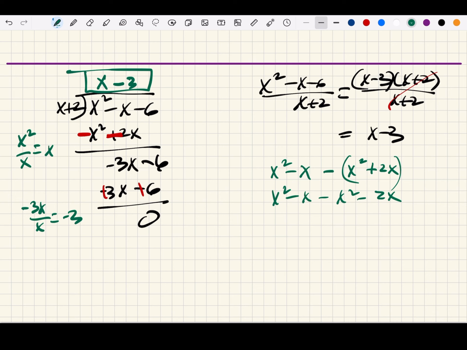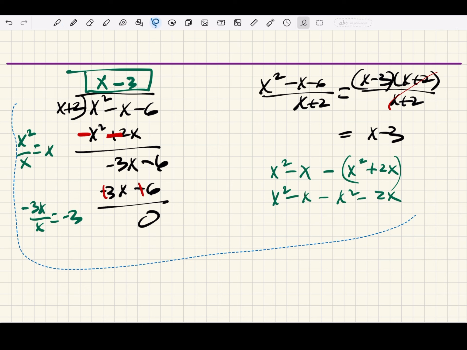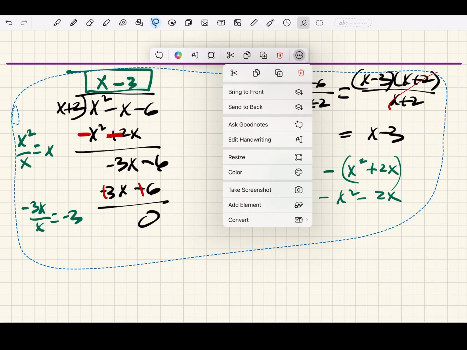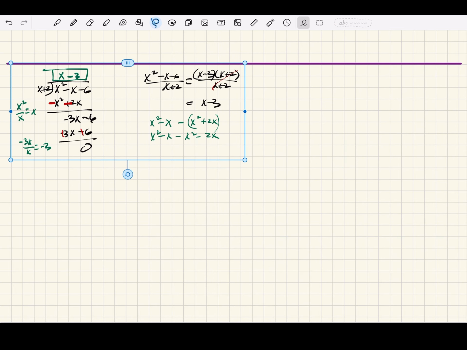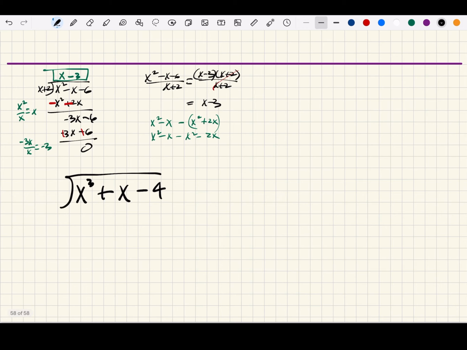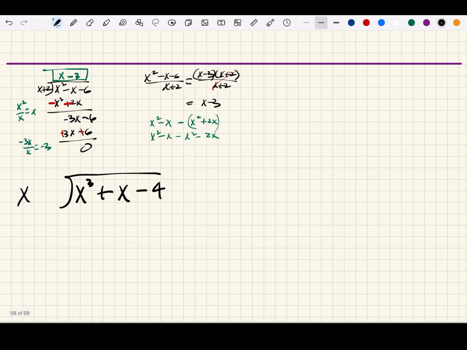Okay, now, but what if it doesn't go in nicely? What if it isn't a remainder of 0? Okay, well, let's suppose that we have something, and this is going to be a really, really important skill. What if I had something like x cubed plus x minus 4, and I want to divide that by, let's just say, x plus 6.